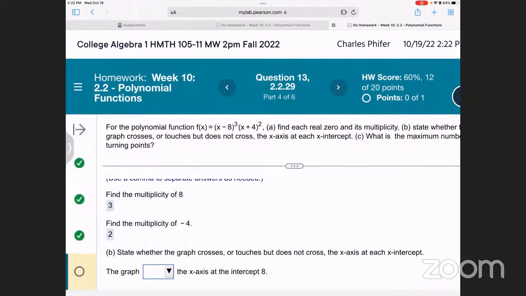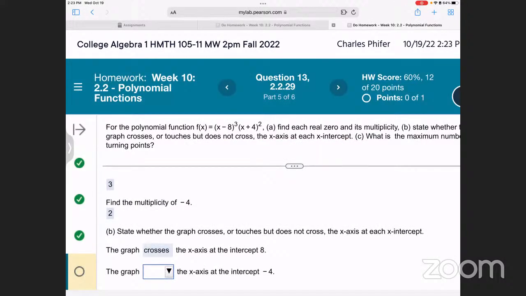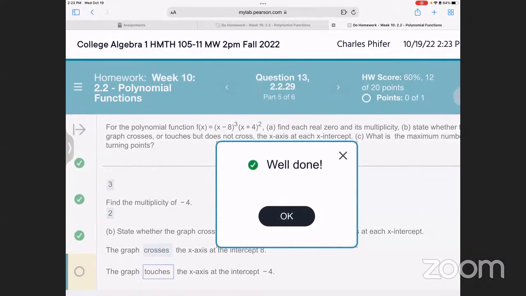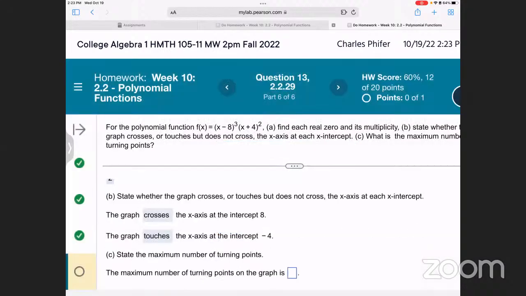So for the x-intercept of 8, because the multiplicity is 3, which is odd, that means our graph is going to cross the x-axis. When it has an odd multiplicity, it crosses the x-axis. When it has an even multiplicity, it bounces or touches off it, hits the x-axis and turns around and goes the opposite direction. So if we were looking at the graph of these, it would cross the x-axis when x is 8, and it would bounce off the x-axis when x is negative 4.